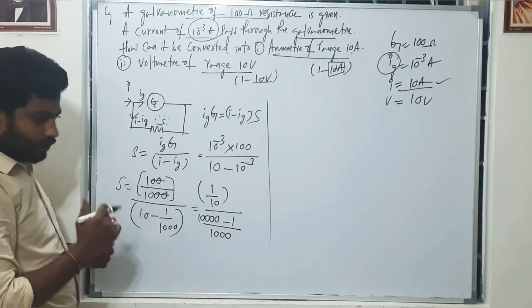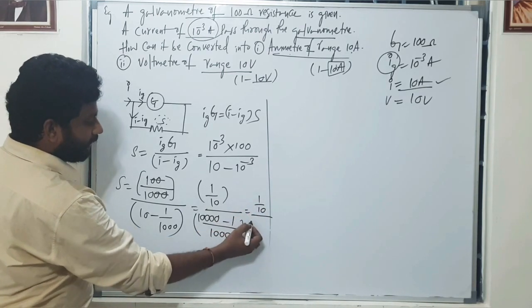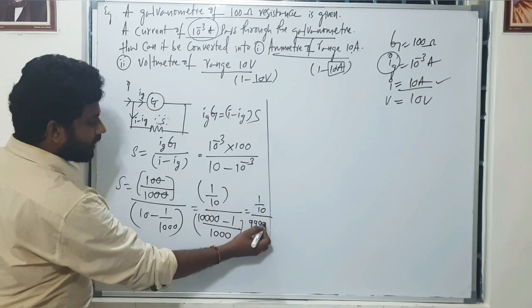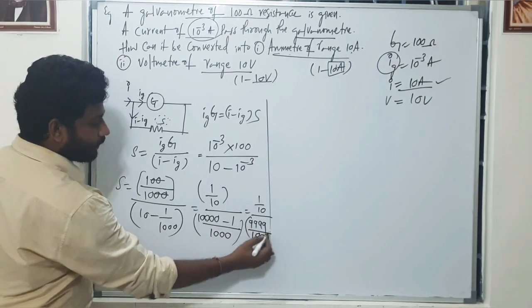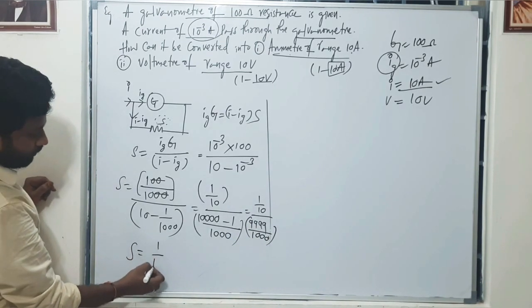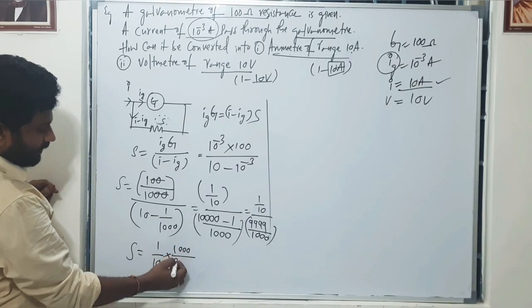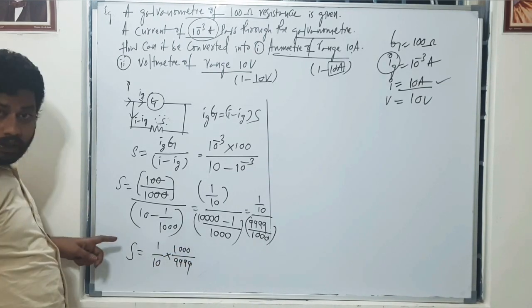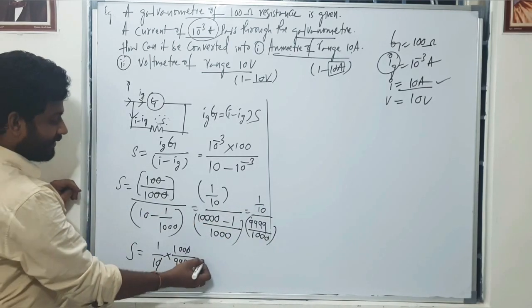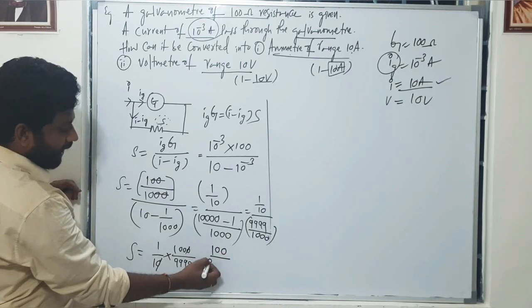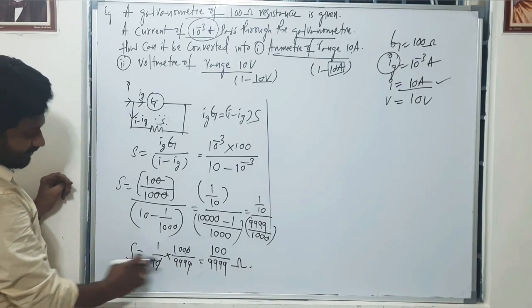Now what is this? 1 by 10 divided by 9,999. See this one, 10,000 minus 1 divided by 1000. So your S value is 1 by 10 into 1000 divided by 9999. This will go to the numerator, that became reciprocal here. The zeros cancel here. What is your answer here? 100 by 9999. See, this is the shunt.